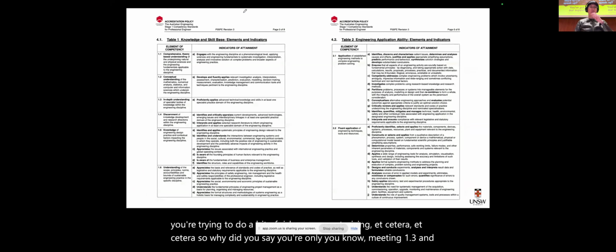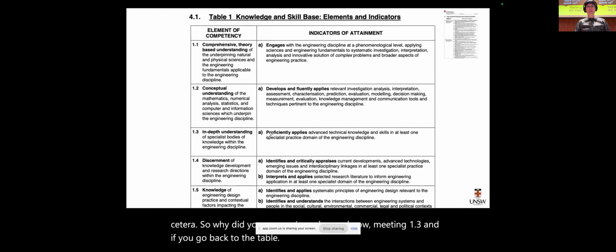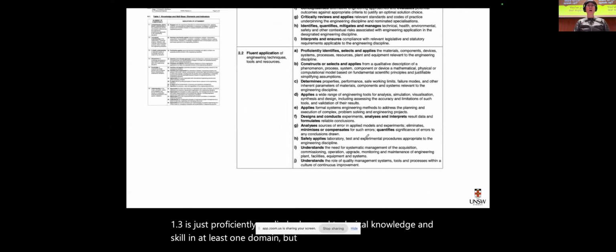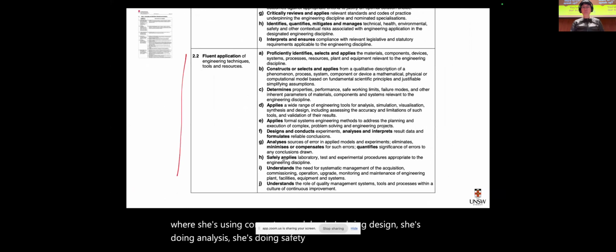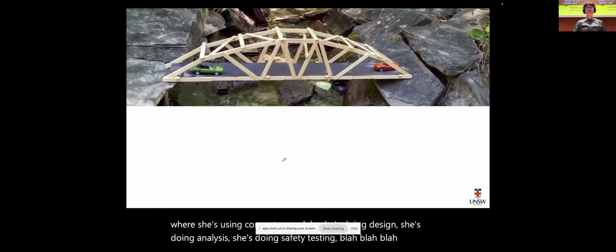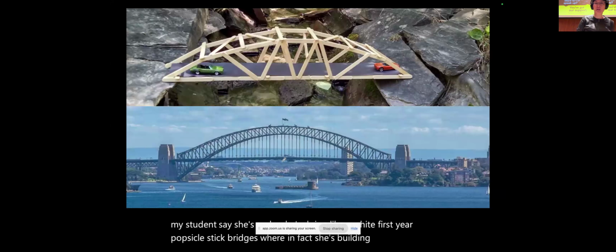And if you go back to the table, 1.3 is just proficiently apply advanced technical knowledge and skill in at least one domain. But what she wrote looks more like 2.2, where she's using computer models, she's doing design, she's doing analysis, she's doing safety testing, blah, blah, blah. So why is my student saying she's doing like first year popsicle stick bridges, when in fact she's building something that looks more like the Sydney Harbour Bridge?